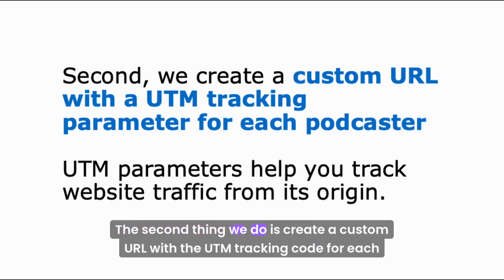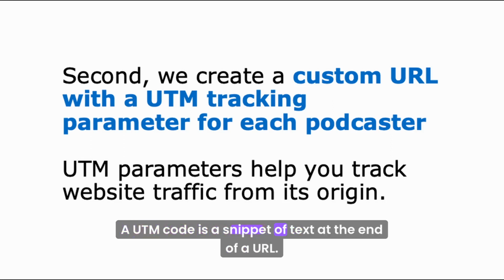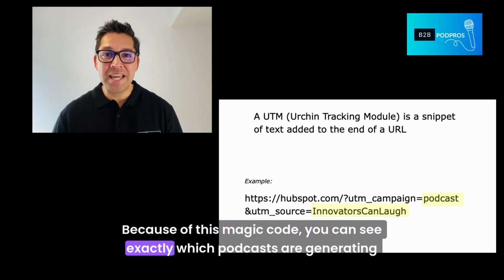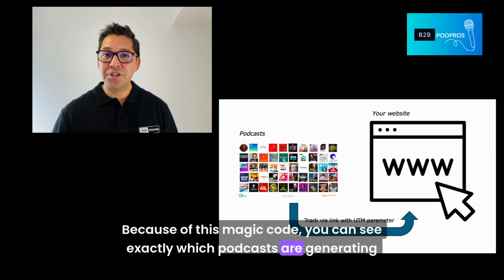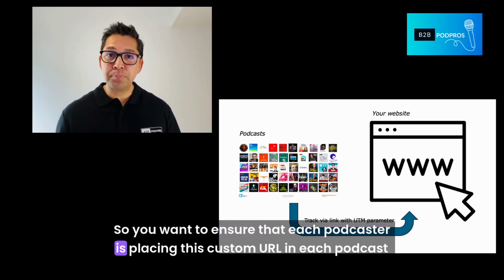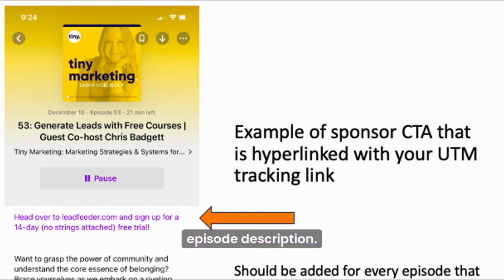The second thing we do is create a custom URL with a UTM tracking code for each podcaster. A UTM code is a snippet of text at the end of a URL. Because of this magic code, you can see exactly which podcasts are generating traffic to your site. So you want to ensure that each podcaster is placing this custom URL in each podcast episode description.